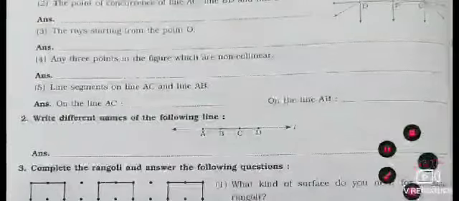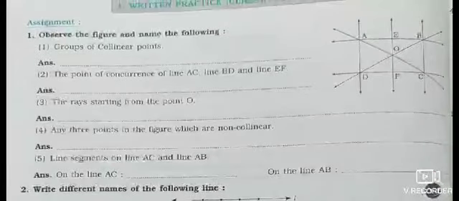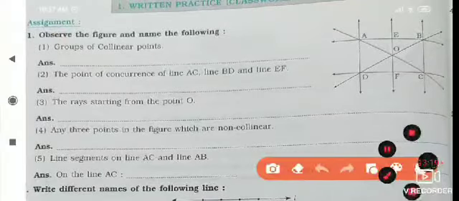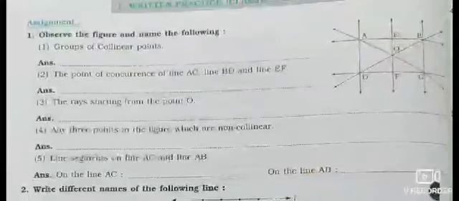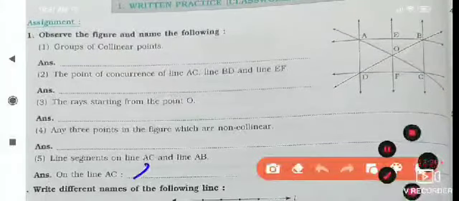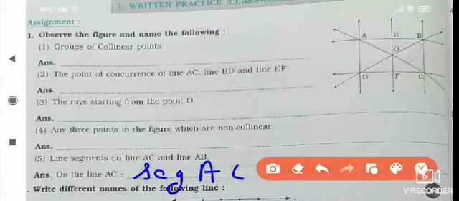Now next, it is the line segments on AC and AB. If you see here, on AC, which line segment is there? This line AC is there. Okay, the whole line is AC. But A to C, this distance is called a segment. So what will come here? On line AC, which segment is there? Seg AC is the segment.